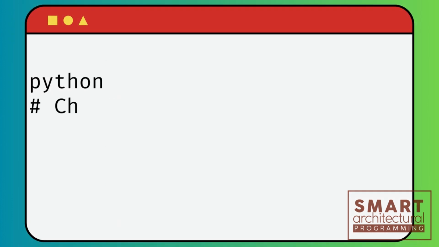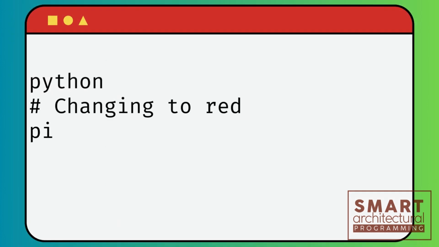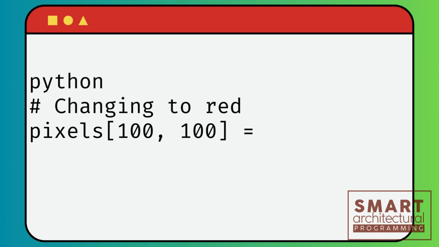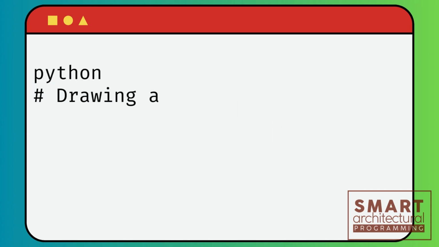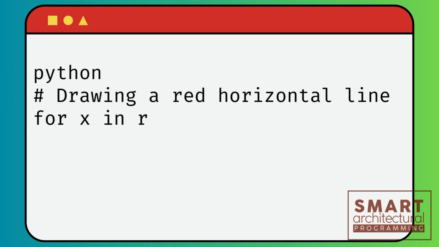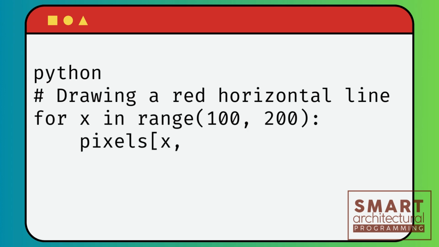To change a single pixel, specify its coordinates and the new color value. For example, let's change the pixel at position 100, 100 to red. You can also change multiple pixels. Let's create a red line across the image. We'll iterate over a range of pixels and change each one.